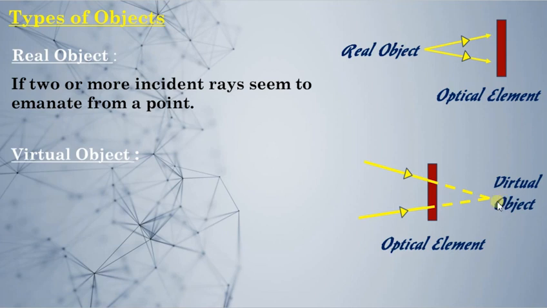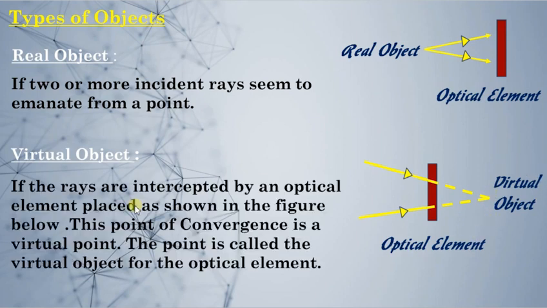So if the rays are intercepted by an optical element, here they are intercepted by an optical element. These two rays are intercepted by an optical element as shown in the figure below. This point of convergence is a virtual point. So the point where they are going to meet, to converge, are going to meet at a point. Such a point is called a virtual point.